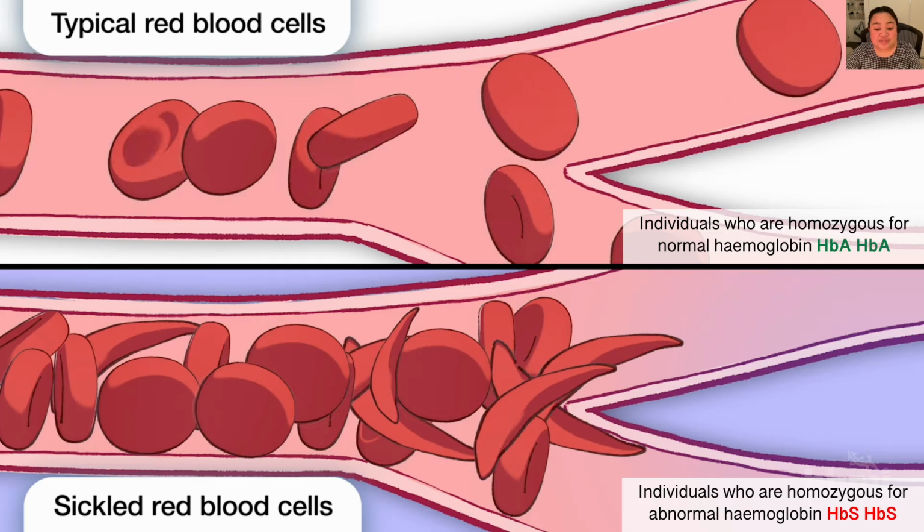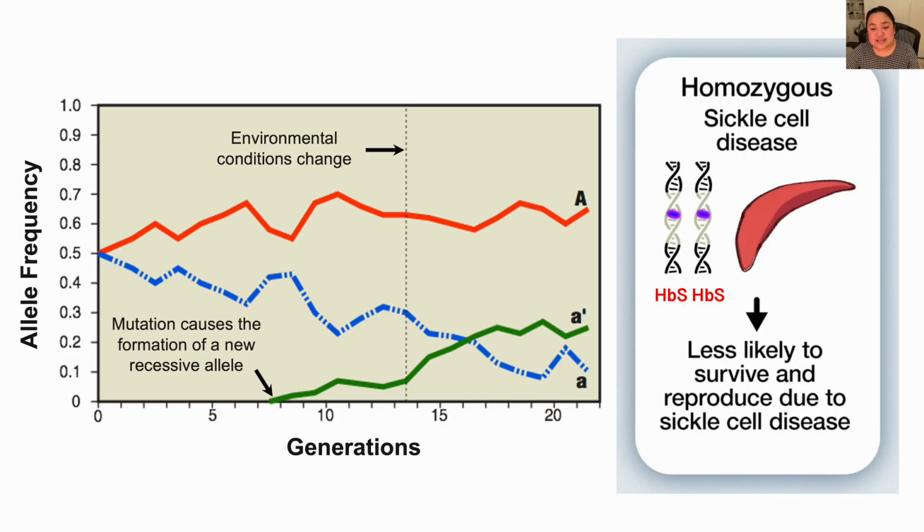Individuals who are homozygous for the sickle cell allele have sickle cell disease. Their sickle-shaped red blood cells can block blood vessels and cut off oxygen supply to tissues and organs. This causes intense pain and organ damage, and it ultimately shortens their life expectancy. Because of this, people who are homozygous and have 2 copies of the sickle cell allele are much less likely to survive to adulthood and reproduce.